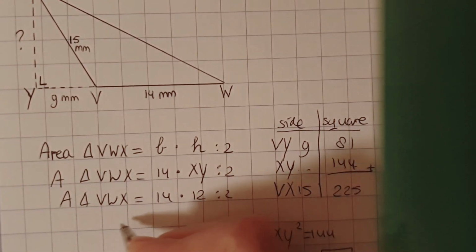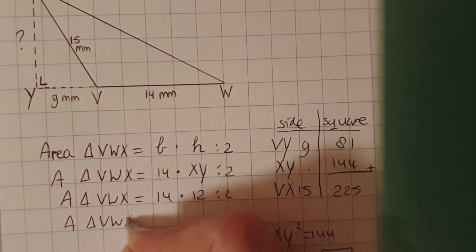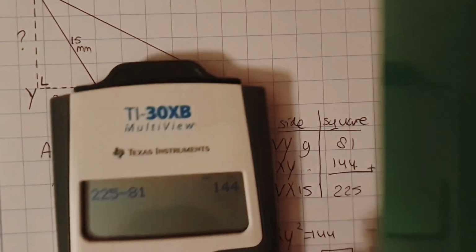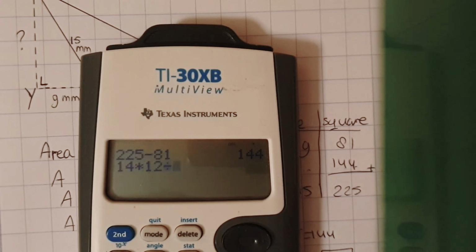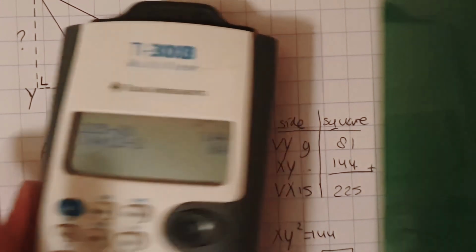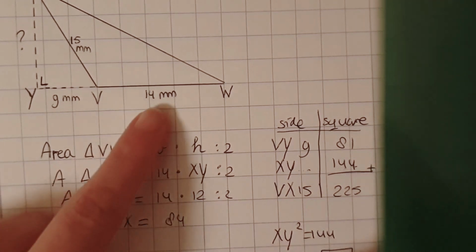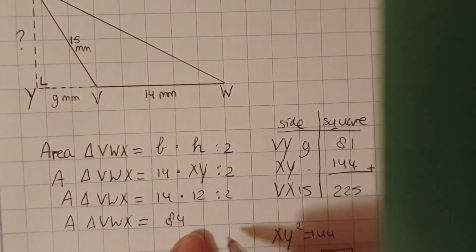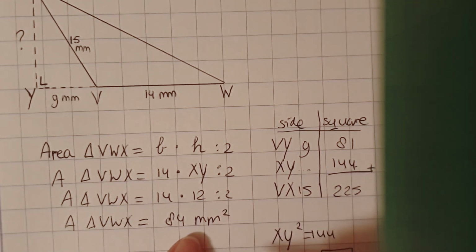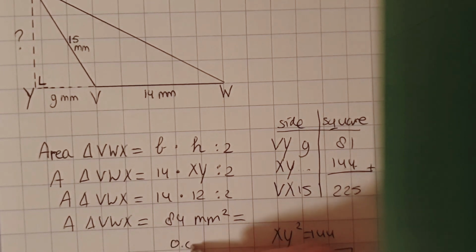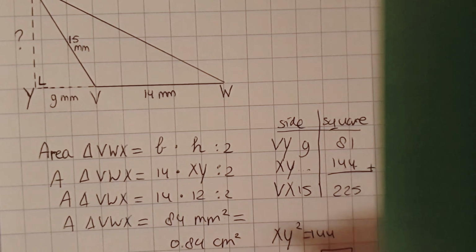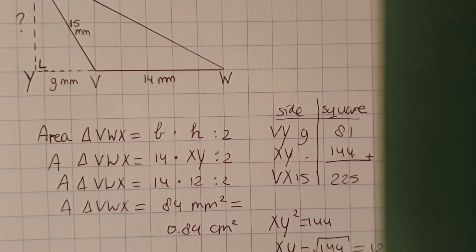12 divided by 2. Now, again, area of the triangle: 14 times 12. What is that? 14 times 12 divided by 2. And that's 84. Okay, 84. Let me check. The unit is millimeters, so it has to be squared millimeters. But it says in the exercise, round off to squared centimeters. Not done yet. It goes in 2 steps, because it's squared, so this is 0.84 squared centimeters. Done.